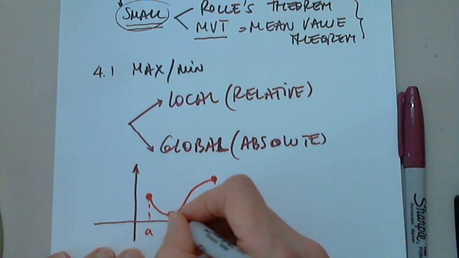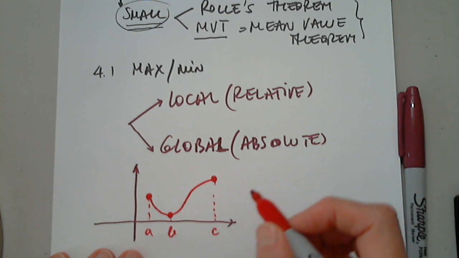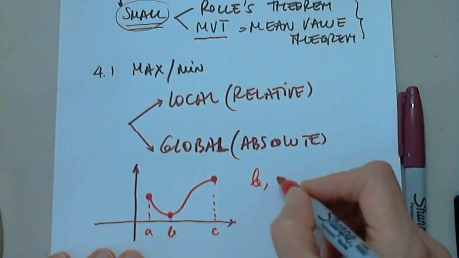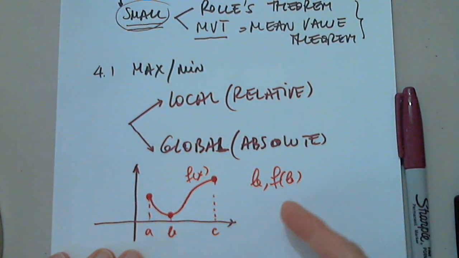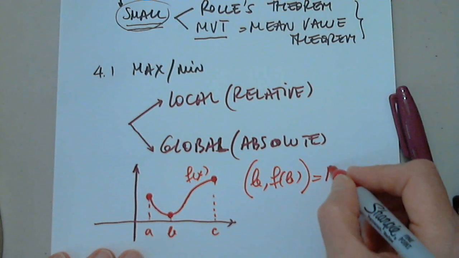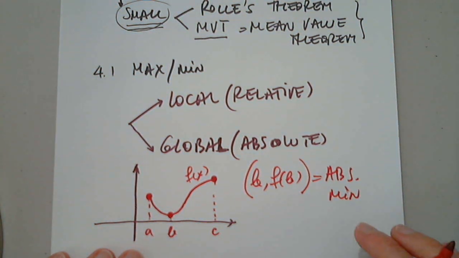So this is definitely the absolute minimum. There is no other value that is smaller than this. So b, comma, f of b, so this is our f of x. This point is the absolute minimum. There is nothing smaller than it.